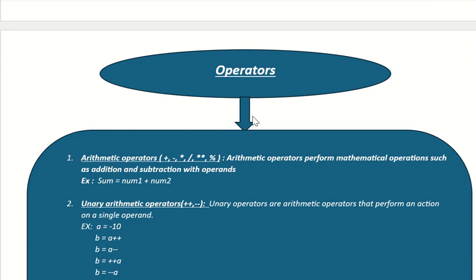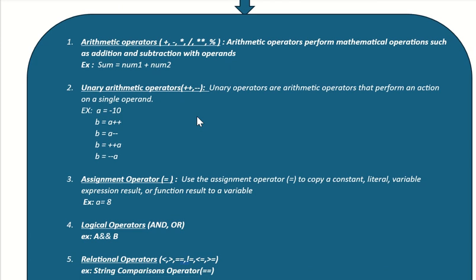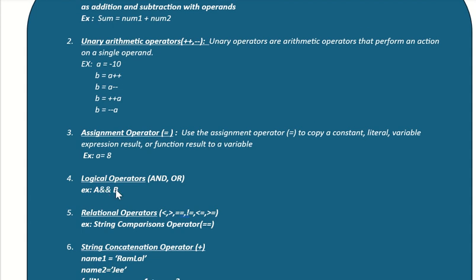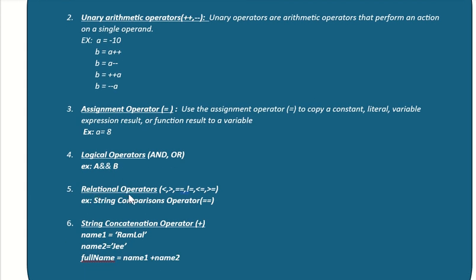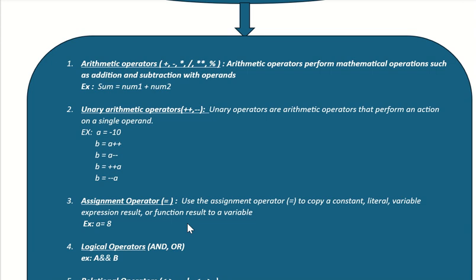There are many types of operators, and we have already mentioned some types here. We can see the arithmetic operator, unary operator, assignment operator, logical operator, relational operator, and string concatenation operator. These are the operators we use in programming, and we will discuss them one by one.